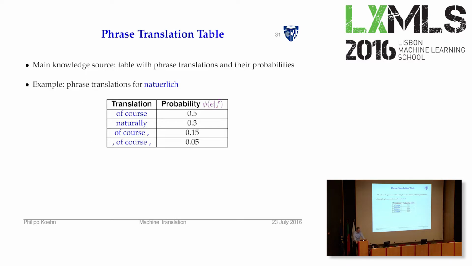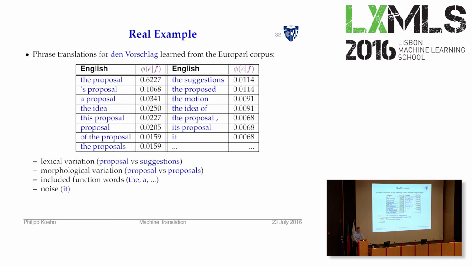So you might then have probability distributions like this. The core behind this is the phrase translation table. Here, the possible translations are natürlich. It might be 50% of course, or 30% naturally, or of course is one of these words that is typically interjected in the middle of an English sentence. So there might be some commas. Maybe you put it at the beginning, and it has only one comma. Or you put it in the middle of a sentence and it has a comma before and after. And that can all be part of your translation table.